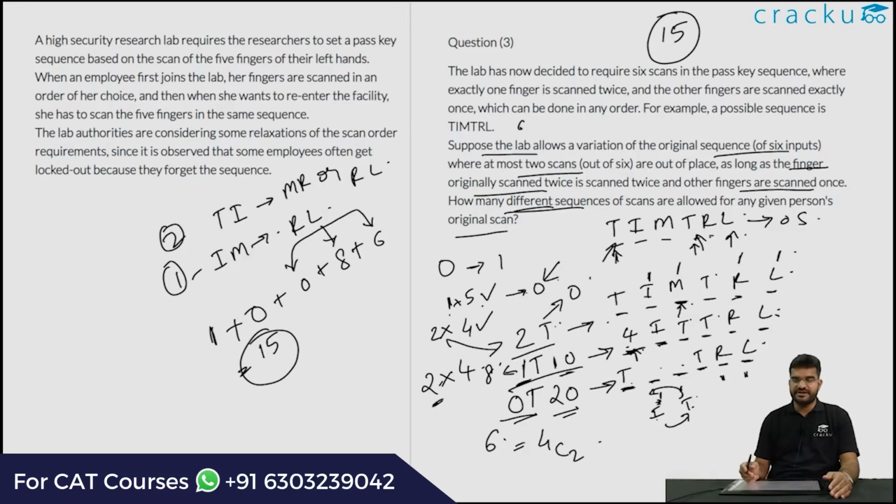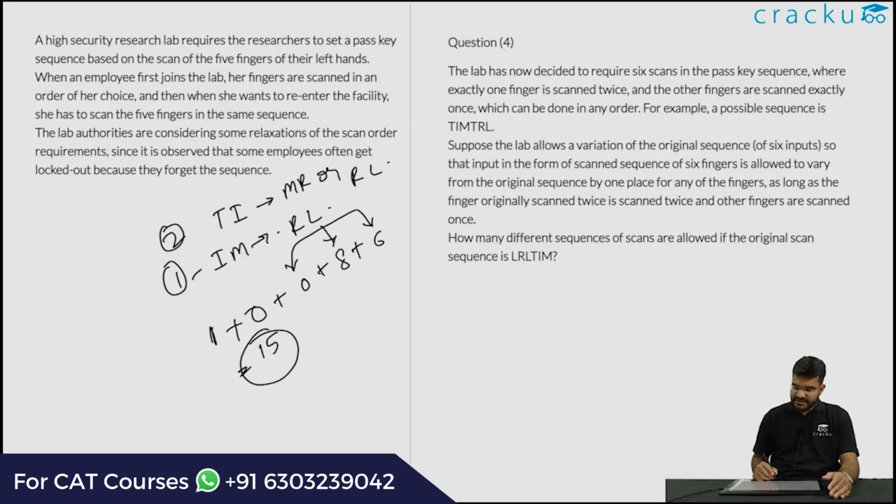Now let us look at the next question. Here it is said that again this lab is allowing for 6 scans, that is, 1 finger has to be scanned twice. But once you figure out which of the scans are, suppose the lab allows, but now the sequence is allowed if the fingers are misplaced by exactly 1, as long as the finger that is originally scanned twice is the same and the other fingers are also scanned once.